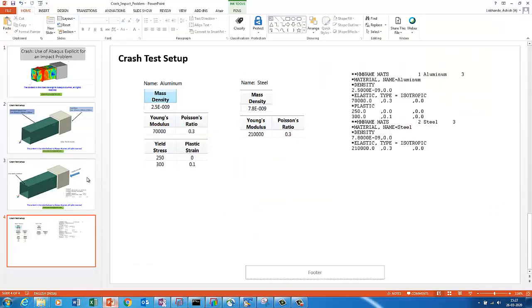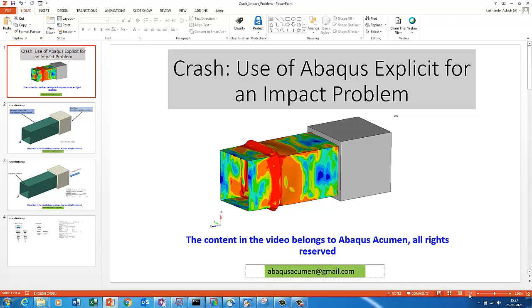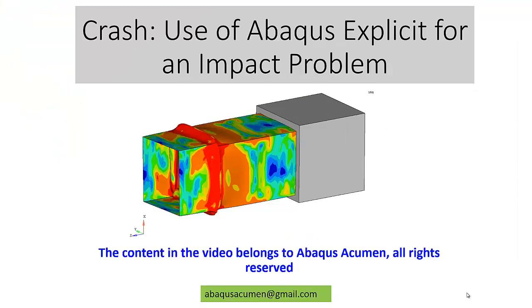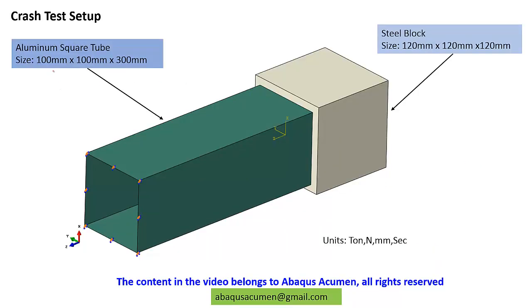So let's go to the drawing board and understand what we are going to do. We are going to do a simple crash problem using Abaqus Explicit, but we are going to do it in the Hypermesh preprocessor. As I mentioned, it is a 100 millimeter by 100 millimeter aluminum square tube, 300 millimeter length.